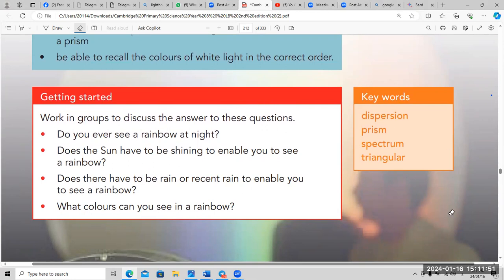Before we start to explain this lesson, we should answer some questions. Number 1, have you ever seen a rainbow at night? No. Does the sun have to be shining to enable you to see a rainbow? Yes. Does there have to be rain or recent rain to enable you to see a rainbow? Yes. What colors can you see in a rainbow?